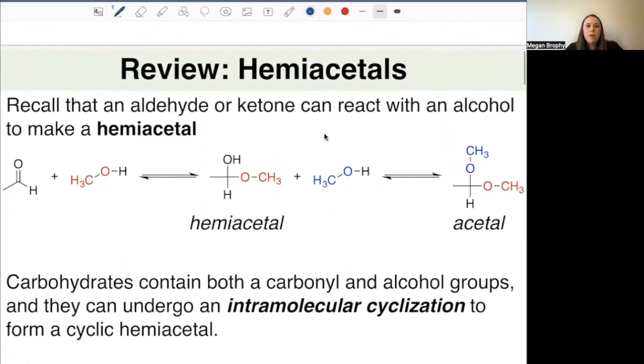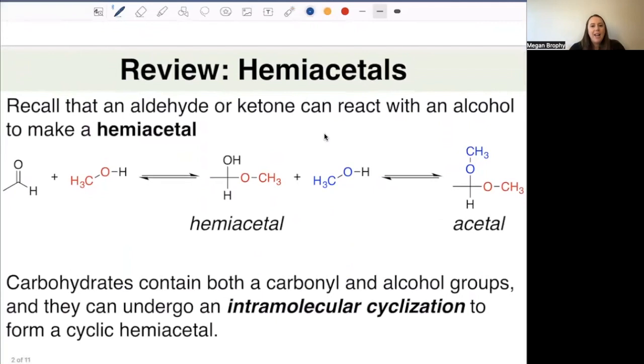So I just want to start with some review. So recall that an aldehyde or ketone can react with an alcohol to make what's called a hemiacetal. So here we have our carbonyl carbon, I'm going to highlight in purple. And then it'll react with an alcohol. So here we just have methanol as our alcohol. And when that happens, we're going to attach our methoxy group and then make a new OH or hydroxyl group.